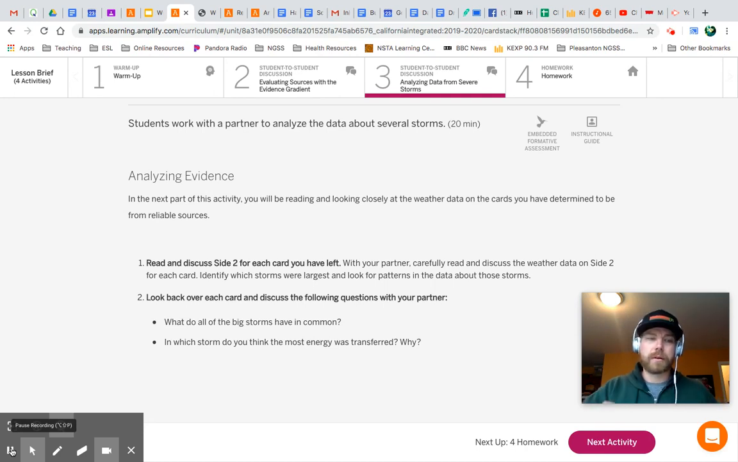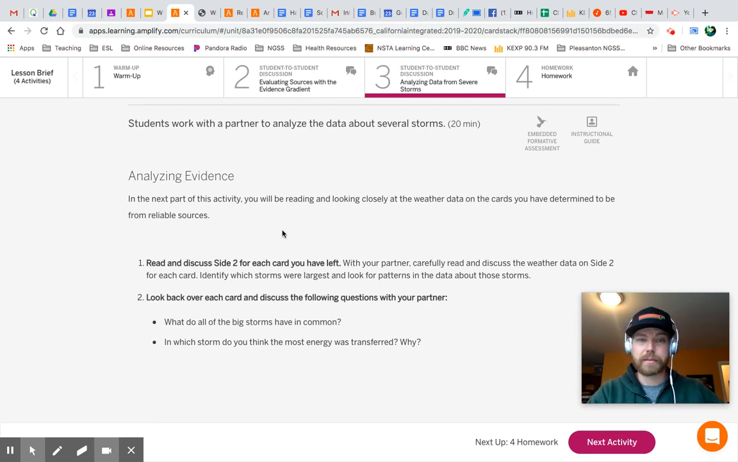So for this part, it says read and discuss side 2 now for all of the cards that you have left, all of the reliable cards. So read all of that evidence. And let's answer these questions. What do all of the big storms have in common? In which storm do you think the most energy was transferred and why?